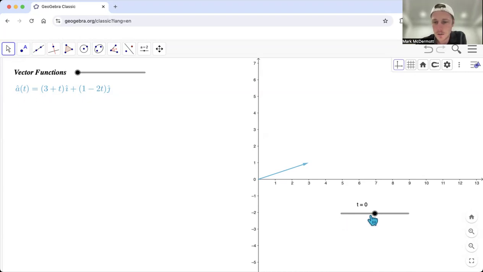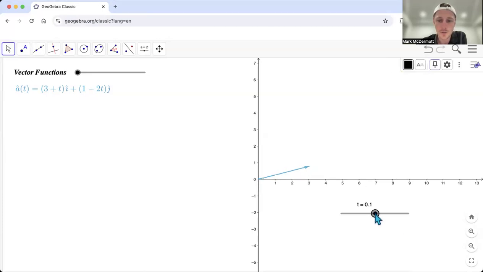So at the moment, you can see that we've got t set equal to 0. So what we would say is, let's just work out the horizontal component of our vector. So 3 plus 0 is 3. So we have moved 3 across in the x direction. Okay, if t is 0 again, 1 minus 2 times 0 is just 1. So I've moved 1 up in the y direction, which is why this vector is pointing at the coordinate x being 3, y being 1.